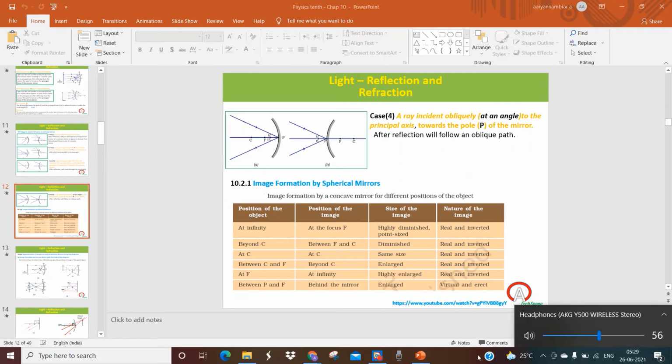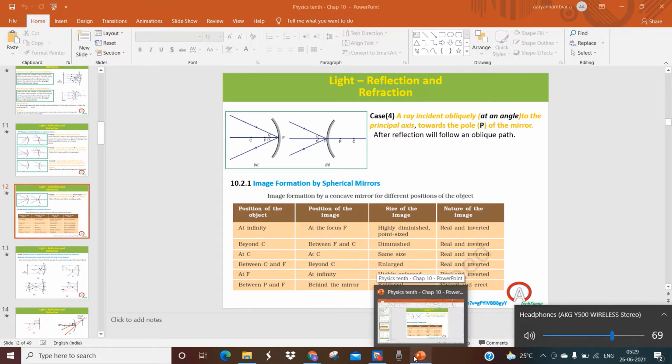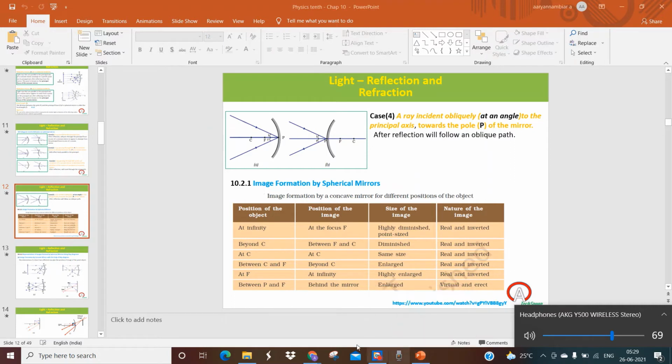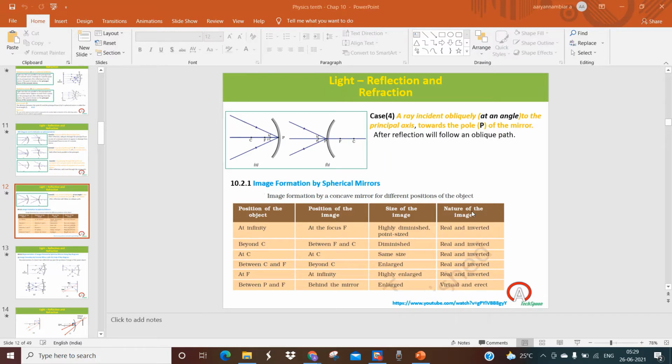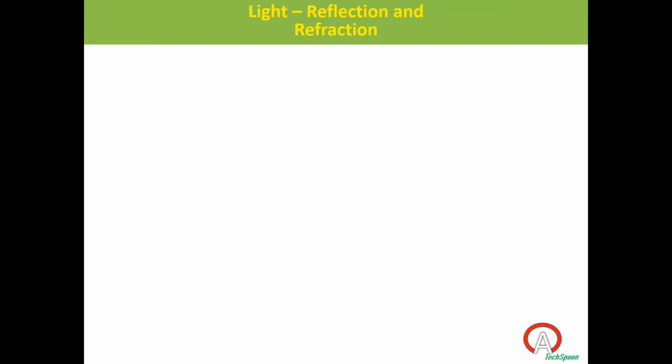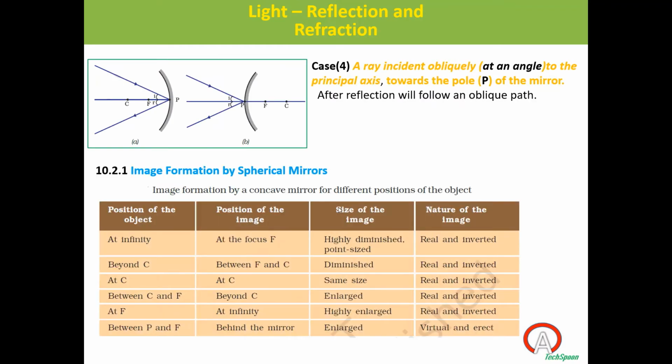Then object beyond C, just beyond C. Then object at C. Then the fourth one, object between C and F. Then quickly, at F, and the sixth is between P and F.